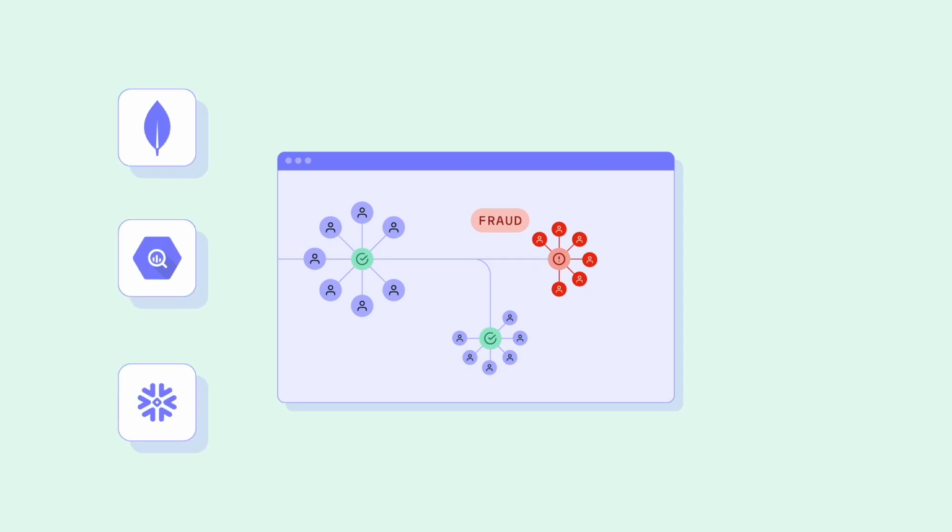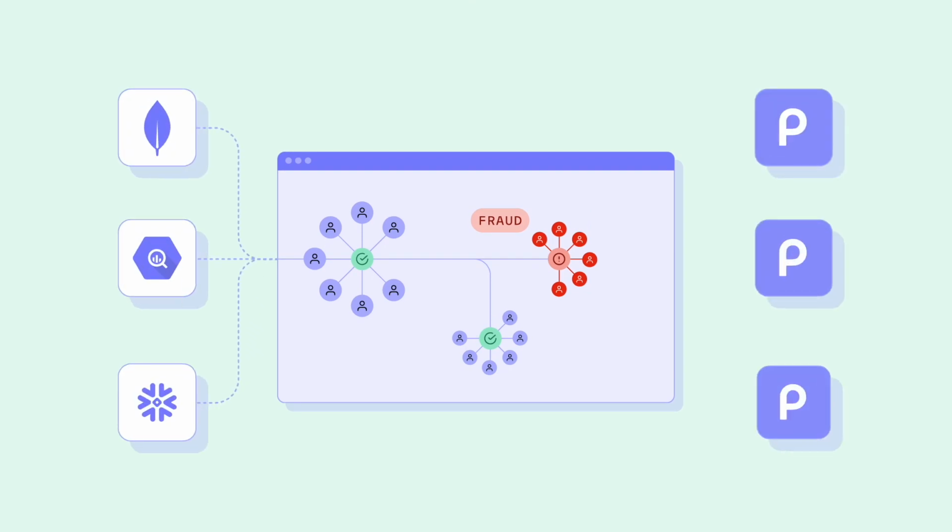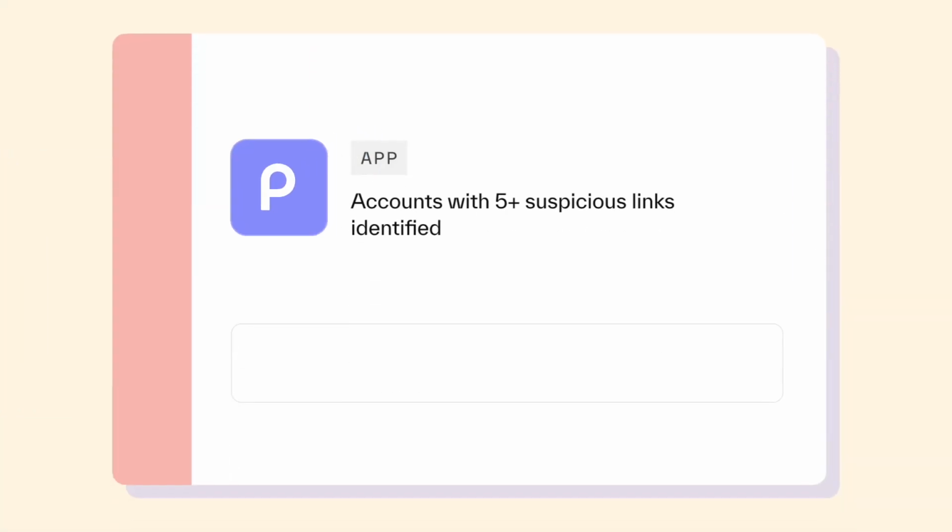Bring custom data into Graph so you can analyze the data that matters most to your business. Immediately alert your team about fraud spikes via Slack or email. Trust us, your team will thank you for that.